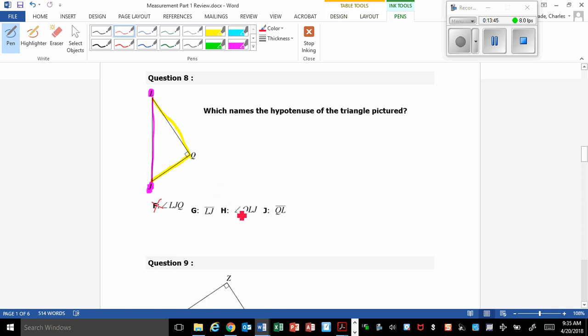So anytime it has 3, that's naming an angle. So we know that can't be it either. So it's got to be QL or LJ or JL. So we know LJ or JL, that this is going to be our answer. Okay.